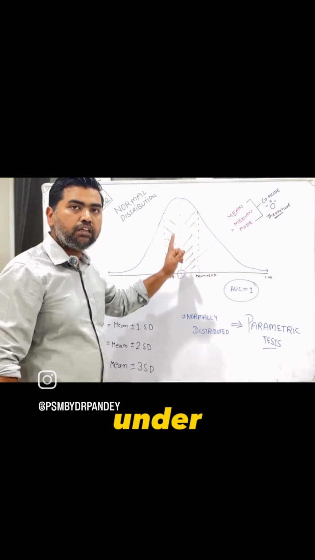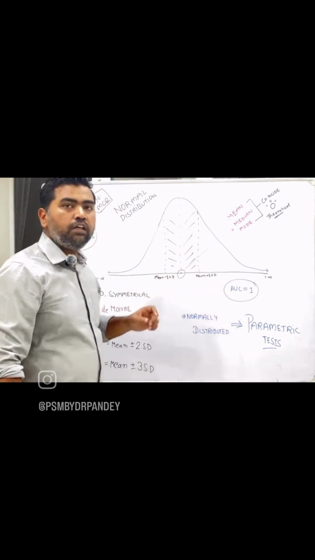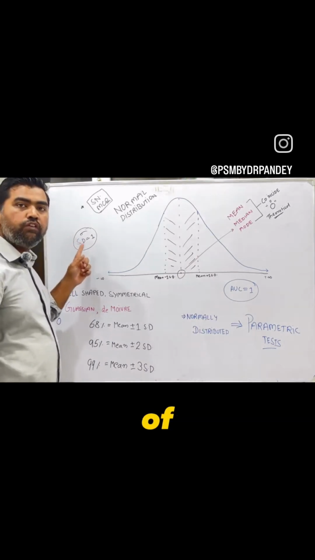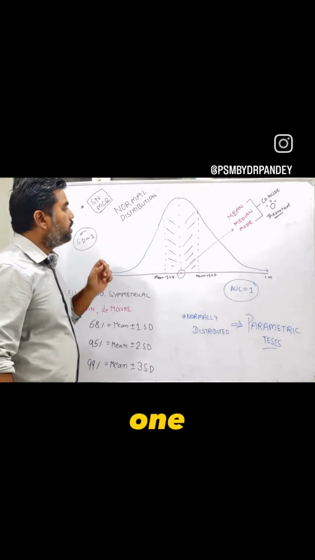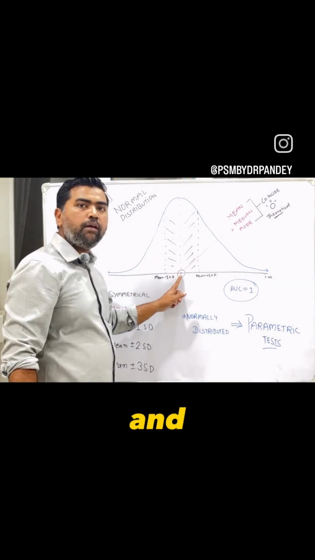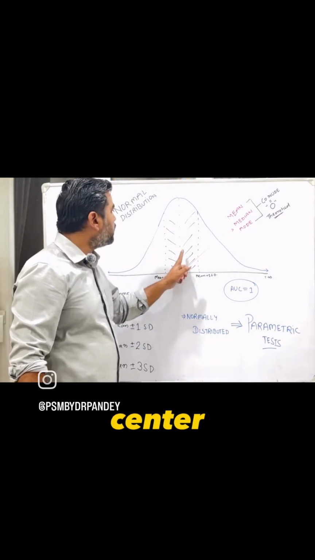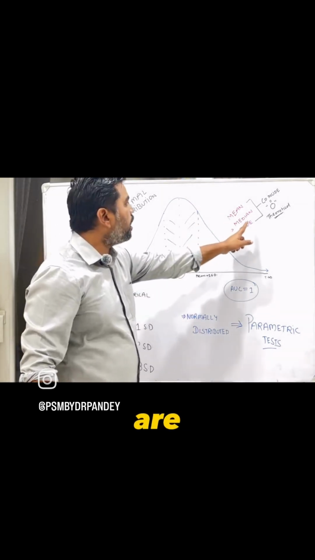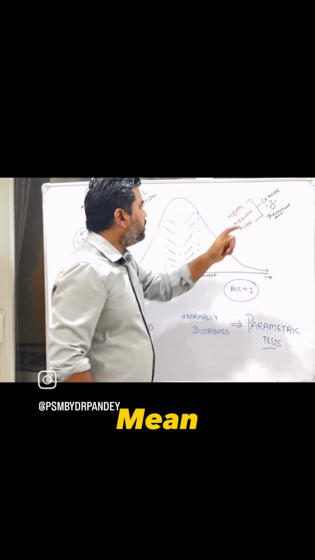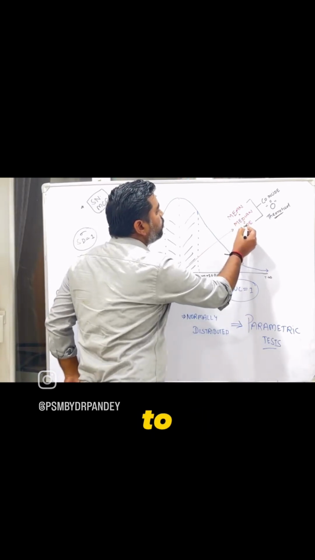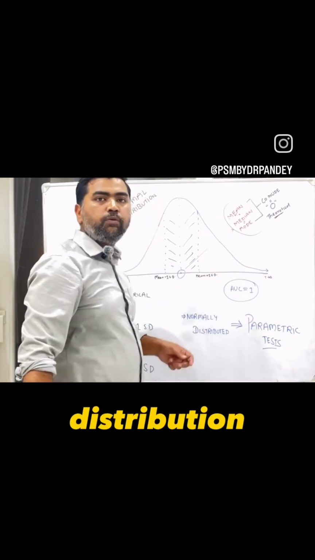Now, the area under the normal distribution curve is 1. The standard deviation of the curve is also 1. And the mean, median and mode all coincide at the center of the curve and are all equal to each other. Mean equal to median equal to mode in a normal distribution curve.